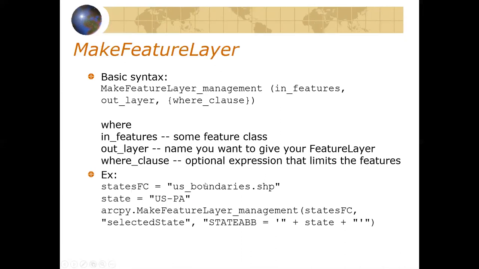Here's an example. I've got a shapefile called US boundaries. I store the name of that shapefile in a variable. Inside that shapefile attribute table, there's a field called state ABV, which has that naming convention used. And so I'm going to create a variable to hold the state that I'm interested in. And then here's the Make Feature Layer tool statement. I plug in the feature class. I'm going to use a where clause that says, basically, I only want Pennsylvania. And then I'm giving a name to this feature layer of selected state.